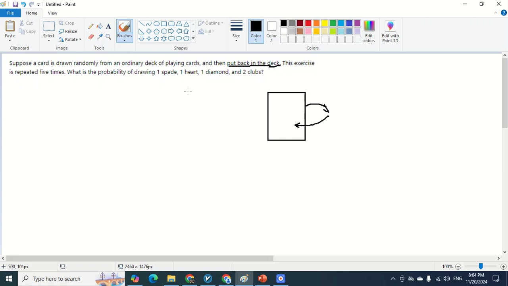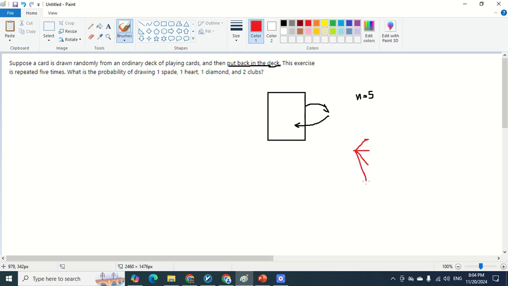So this exercise is repeated 5 times, which means that we have 5 repetitions. That type of statistical experiment or trial is done 5 times, and each of these trials is independent. So for each trial we have 4 cases indeed.